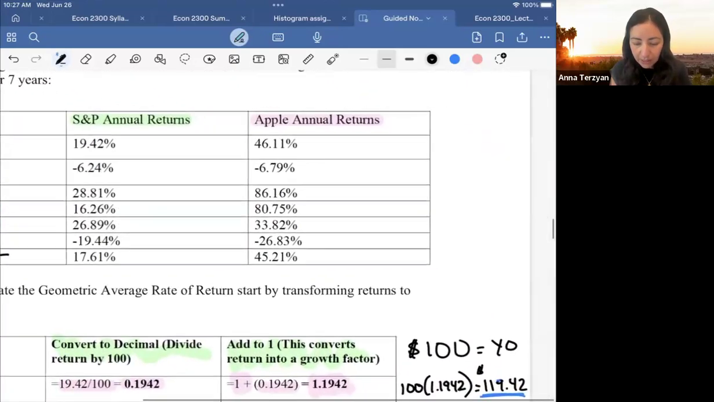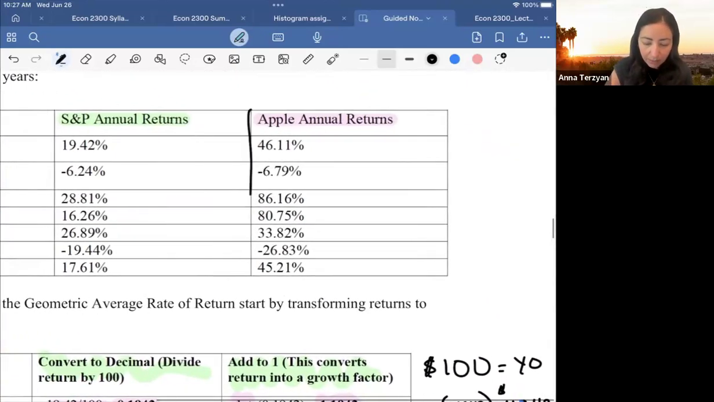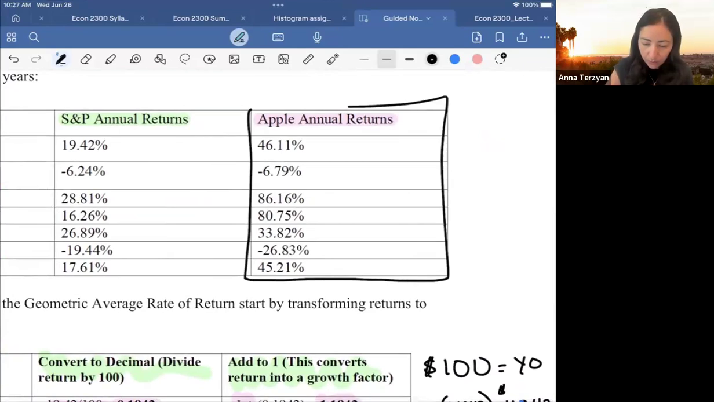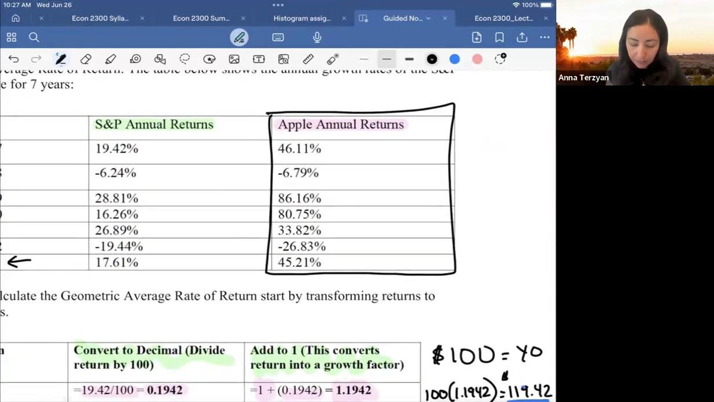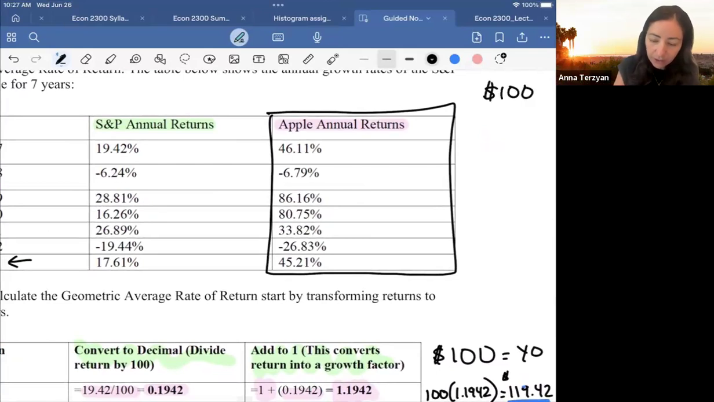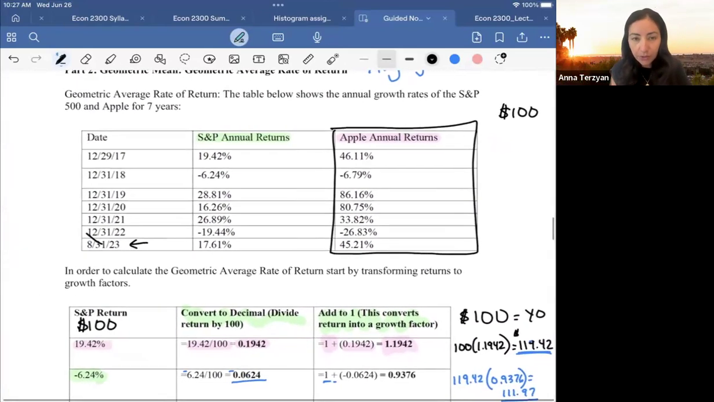Let's try one more just so we can feel confident. I want you guys to now do the same thing, but with Apple. You're going to do the same thing with Apple returns. I want you guys to calculate the average return, the geometric average return, and also how much money you would have at the end of 7 periods if you invested $100 in period 0. Okay, so those are your 2 tasks.